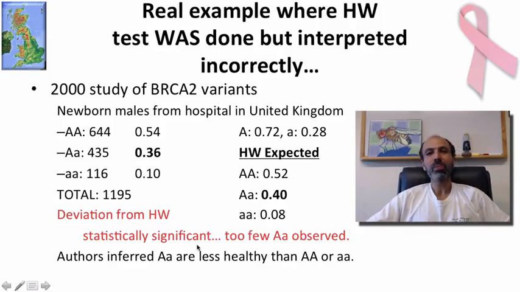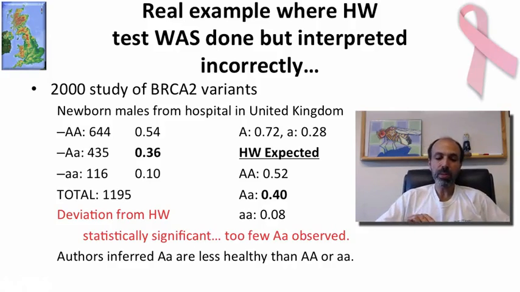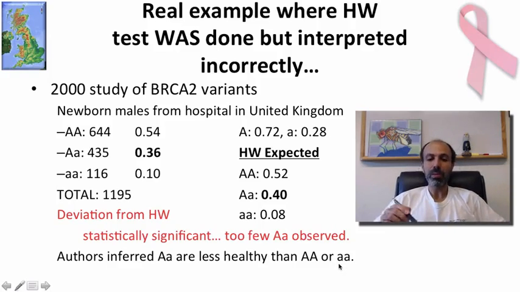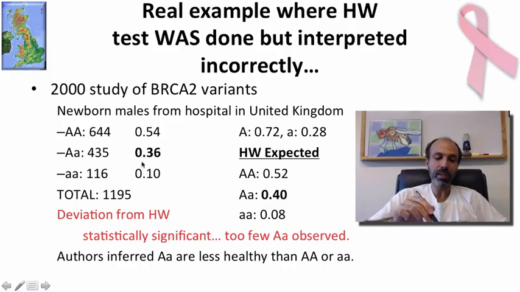Interestingly, how did the authors interpret this? The authors of the study interpreted it as that the big A little a individuals are less healthy than big A or little a. They postulated that maybe there was some disease or some problem associated with big A little a individuals. In fact, there's a much simpler explanation: we're looking at newborn males in a hospital in the United Kingdom.